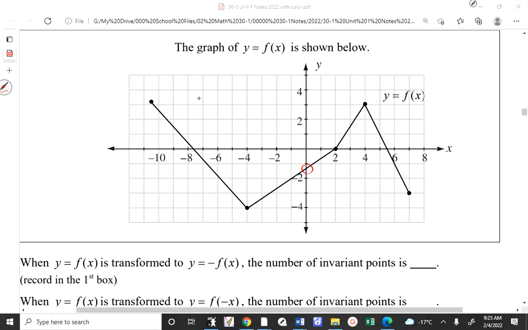So what if we reflect it horizontally and vertically? Well, let's start by saying, what if we reflect it vertically first? If we reflect it vertically first, then we will have these 3 points remaining the same. But then if we reflect the result, which will be this thing upside down, if we reflect that result horizontally, these 3 points, which were invariant, no longer are invariant, which means there would be 0 invariant points if we reflect it vertically then horizontally.